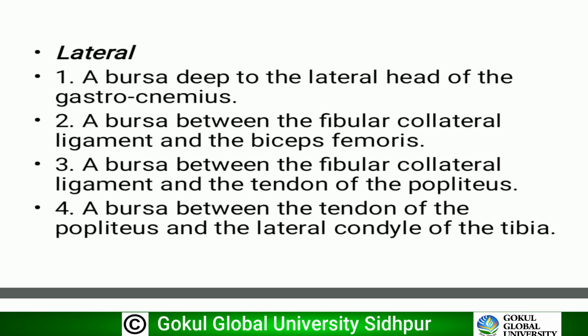A bursa deep to the lateral head of the gastrocnemius, which can be seen during dissection. A bursa between the FCL and the tendon of the biceps femoris, a bursa between the FCL and the tendon of popliteus, a bursa between the tendon of the popliteus and the lateral condyle of the tibia.